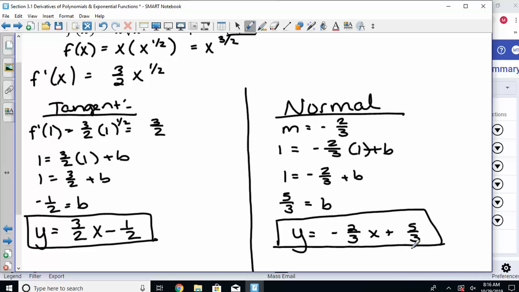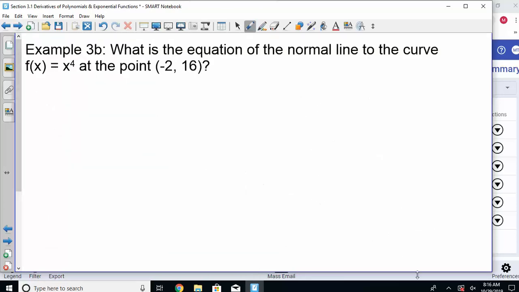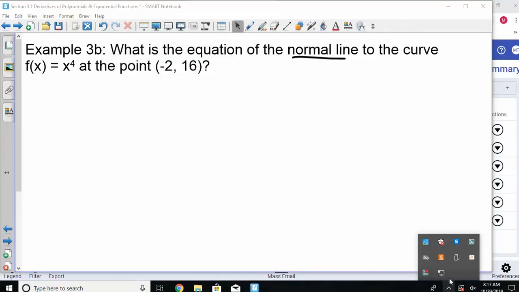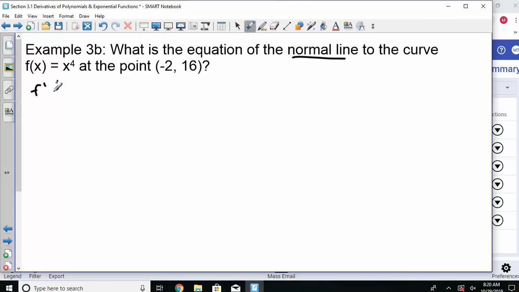Any questions? You guys try one. I want just the normal line this time, but you'll have to give the derivative for the slope of the tangent line to start. And then you got a little unsure. So derivative is 4x cubed.